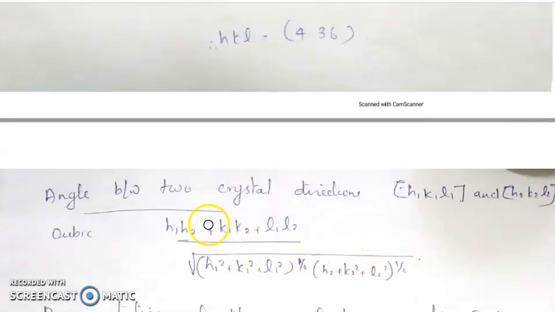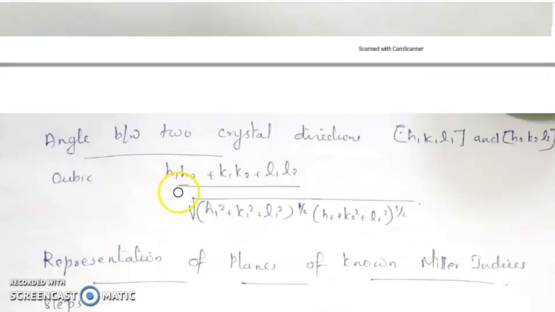Now suppose we have to find out the angle between two crystal directions, HKL. You have to take notice that it is the angle between two crystal directions HKL in this square bracket. In the case of a cubic crystal, it is H1 H2 plus K1 K2 plus L1 L2 divided by the root of H1 squared plus K1 squared plus L1 squared, raised to half, into H2 squared plus K2 squared plus L2 squared, raised to half. That is the angle between two crystal directions.